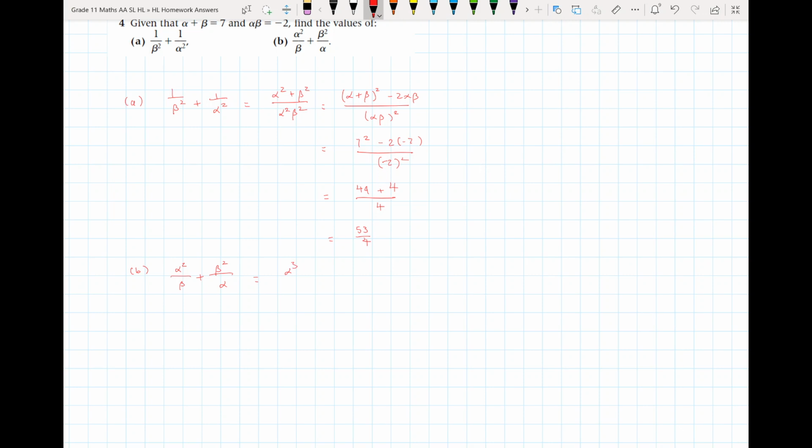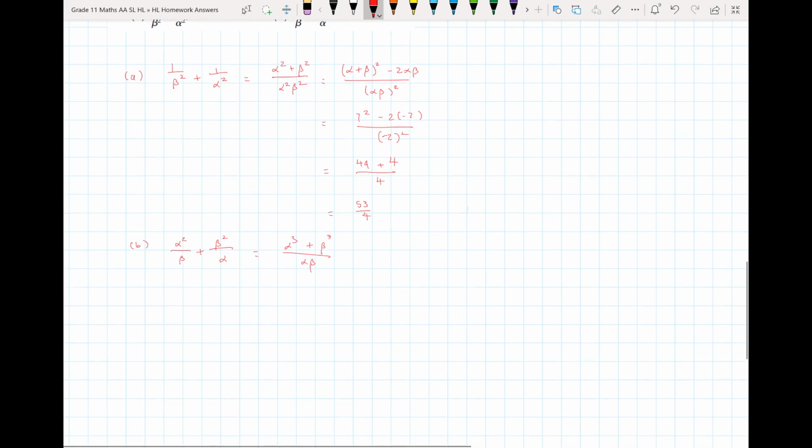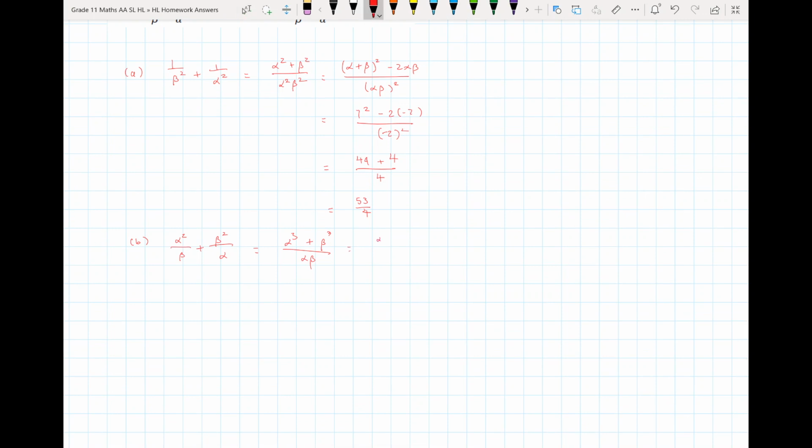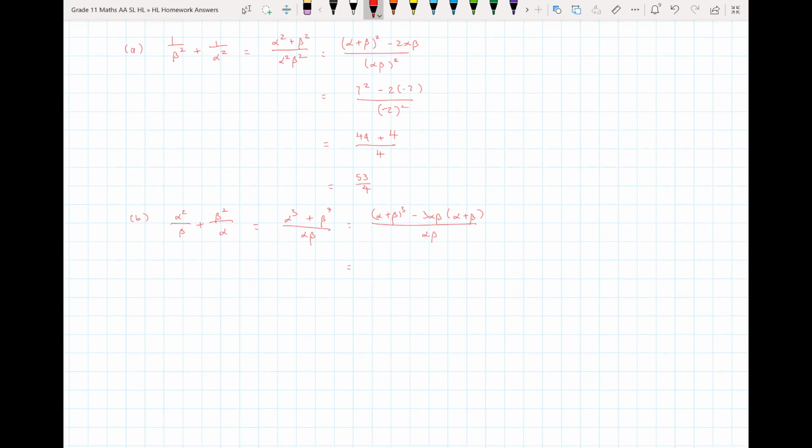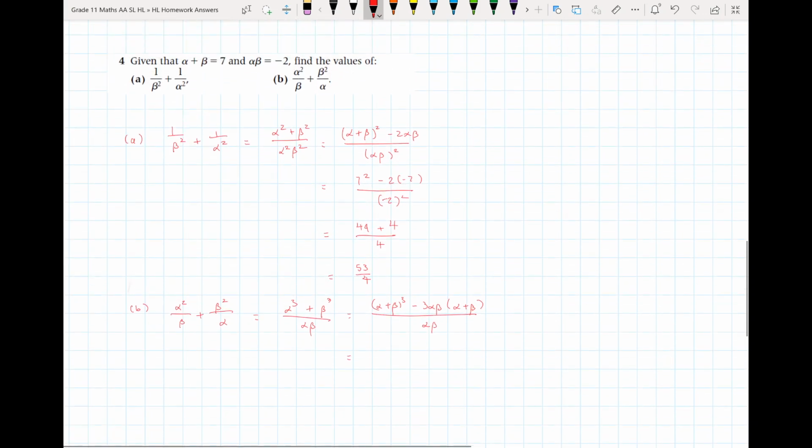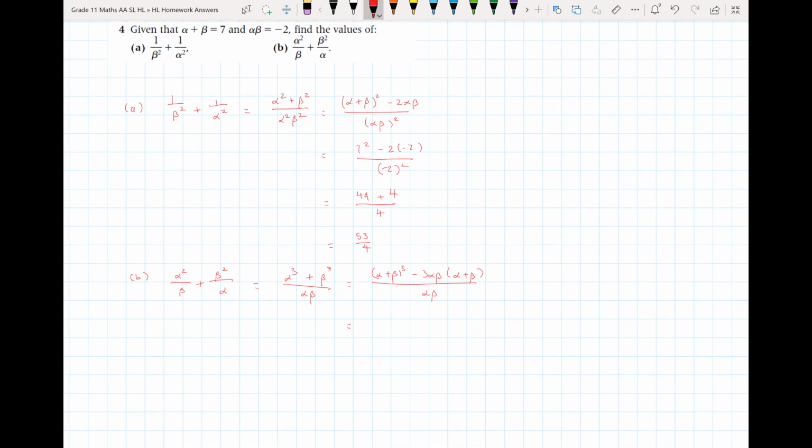This will be a cubed plus b cubed all over alpha beta. And again, I'm just going to write down what we had before. It was this after factorization, just to save a line or two. So these values are 7 minus 2, 7 minus 2 on the bottom.